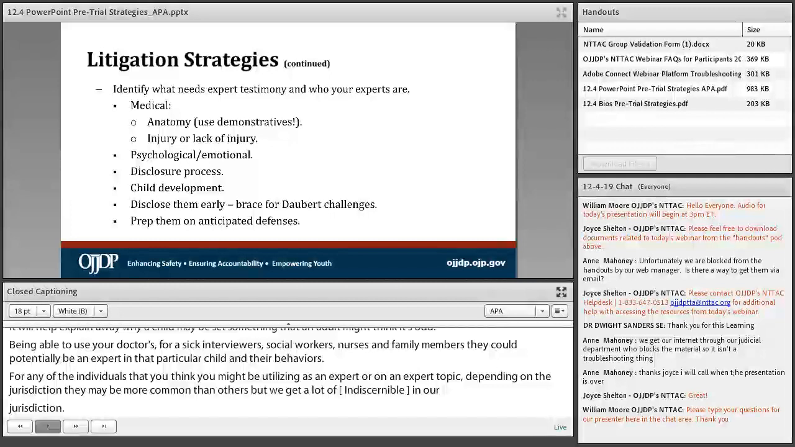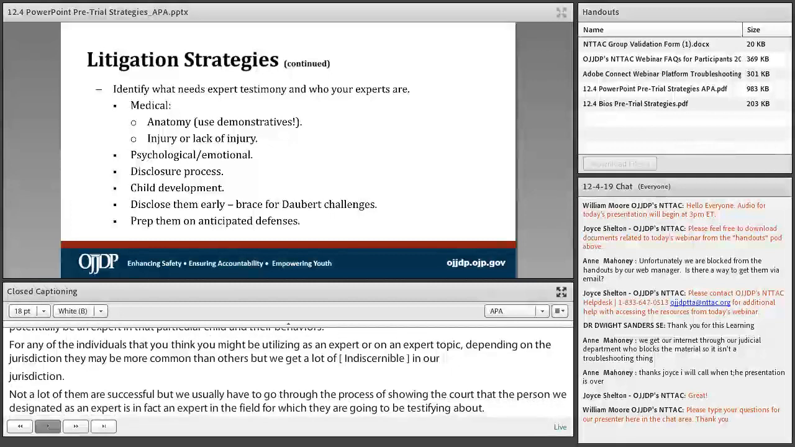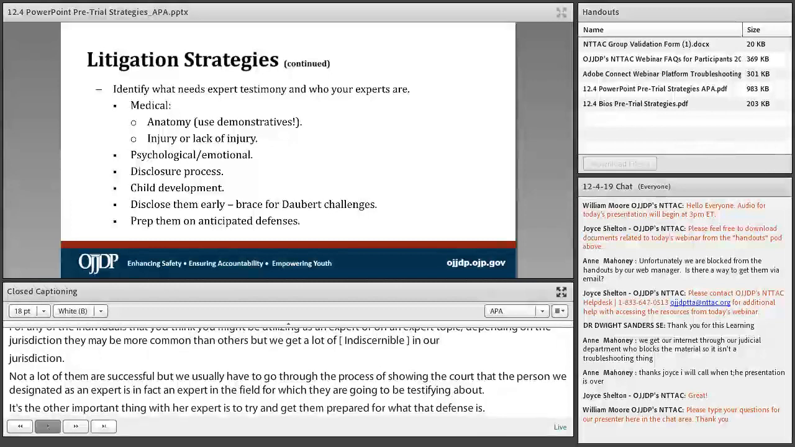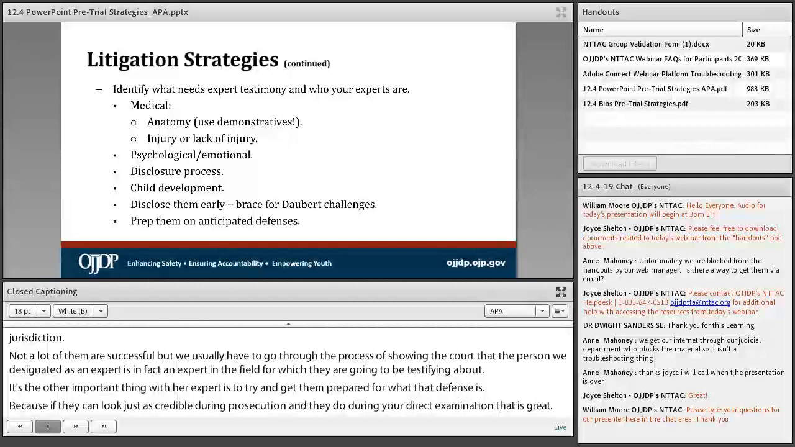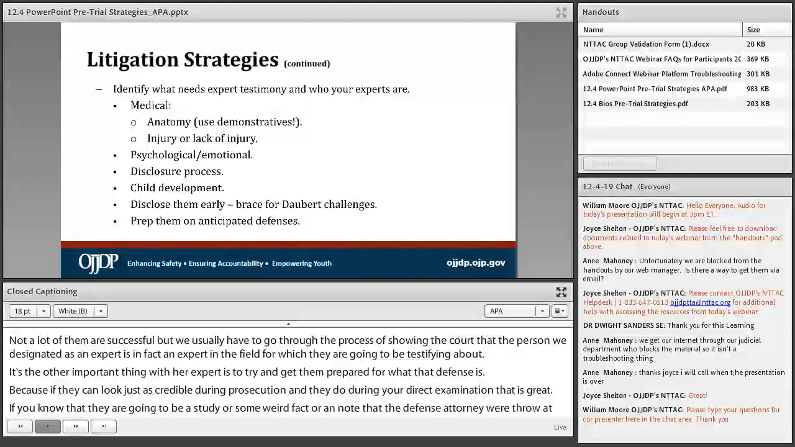The other important thing with your expert is to try and get them prepared for what the defense is. Because if they can look just as credible during cross-examination as they do during your direct examination, that's great. And if you know that there's going to be a study or some weird fact or anecdote that the defense attorney is going to throw at them during cross-examination, prep your expert for it so that they can handle it with ease and come across as extremely knowledgeable. That defense attorney might be trying to trip them up, but there is nothing that they can't handle, and therefore they are credible and you can trust what they are saying.